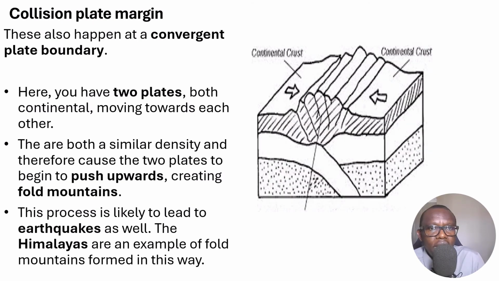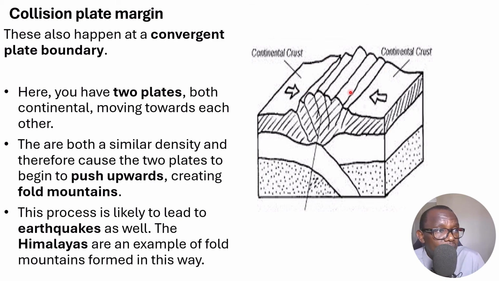So the second type of plate margin is a collision plate margin, and this also happens at a convergent plate boundary, where two plates are moving towards each other. But in this case, it's not a continental and oceanic crust or plate that are moving towards each other. Instead, there are two continental plates that are moving towards each other.